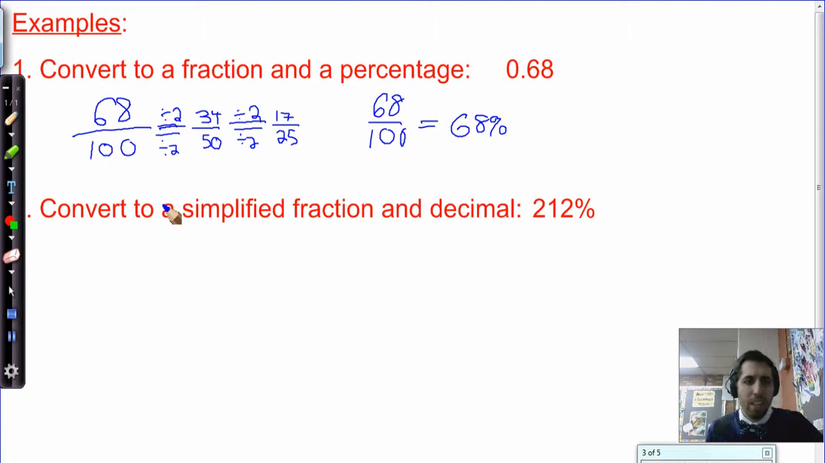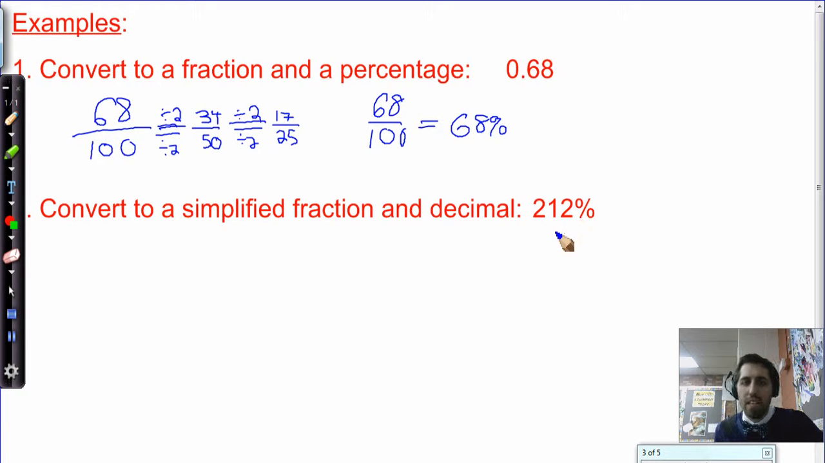Number 2, convert to a simplified fraction and decimal. So you have 212%. Now this one's a little bit different because we're used to percentages being between 1 and 100, because they're part of one whole. In this case, if we have more than 100%, we have more than 1. So this one's going to be actually more than one whole.